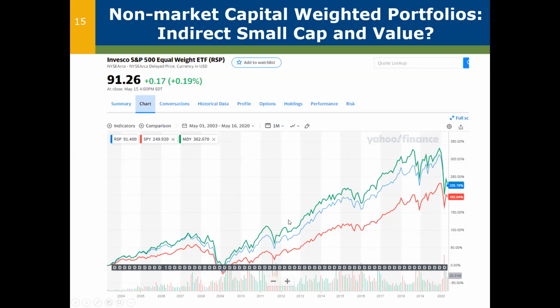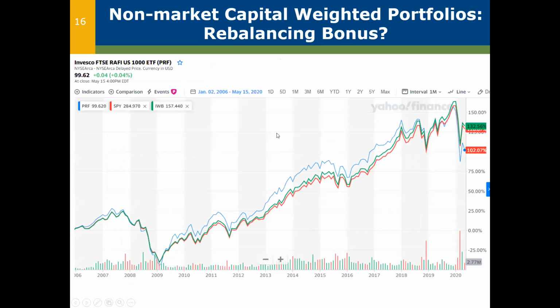And if you look at that green line, the green line is even better than the blue line. So it's not so much that equal weighting has outperformed the S&P. It's really just a mid-cap index in disguise.